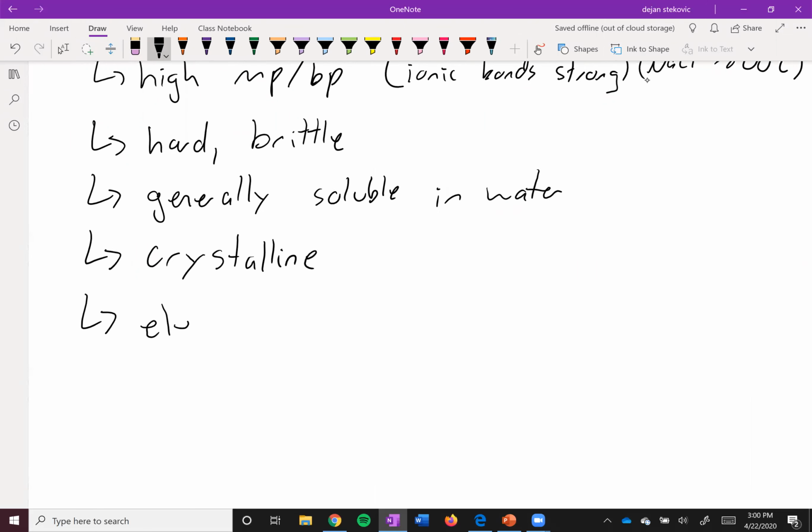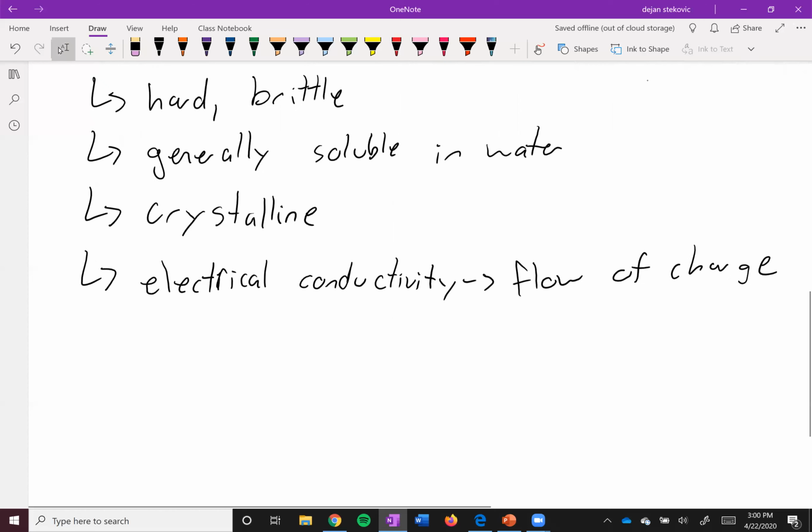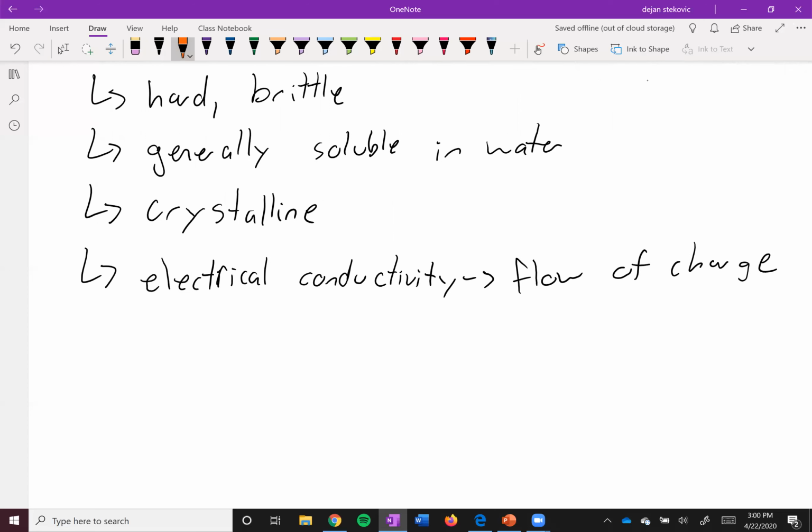And then in terms of electrical conductivity, it depends, right? So think about what electrical conductivity is first, and electrical conductivity is the flow of charge. And so we've got ions, so we've got charge. The question is, can this charge flow? So let's take a look at examples of some of these.